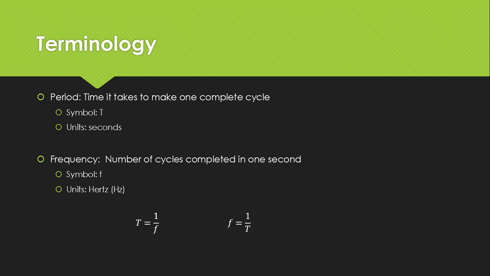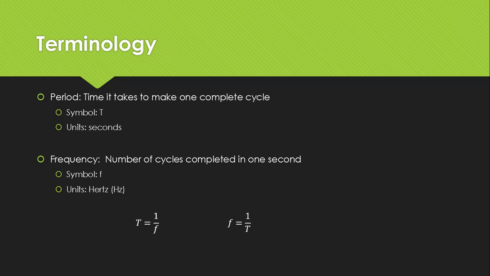Period is the time that it takes to make one complete cycle, or do that motion one time. When we talk about circular motion, a period is how long it takes to go one time around the circle. I use the symbol capital T to talk about period. The units of period should be seconds.